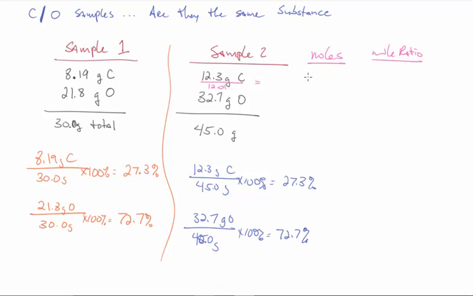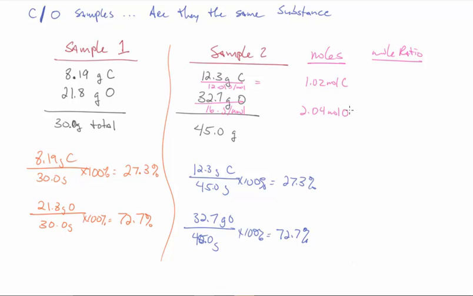So when I do this, and this is grams per mole, I end up with 1.02 moles of carbon. I'm going to do the same thing for oxygen. I'm going to divide it by the atomic mass of oxygen, grams per mole, and I'm going to end up with 2.04 moles of oxygen. Now, at this point, you're saying, oh, 1 to 2. I can't do that yet.